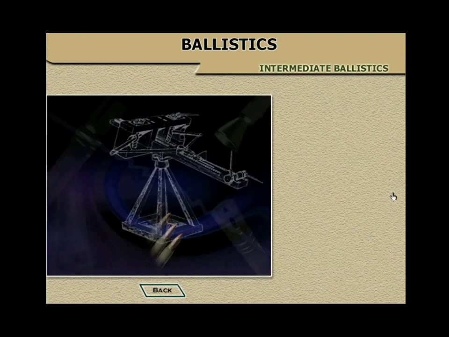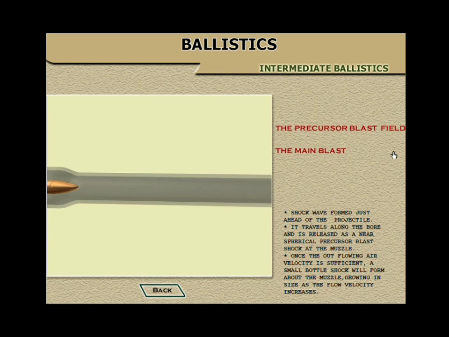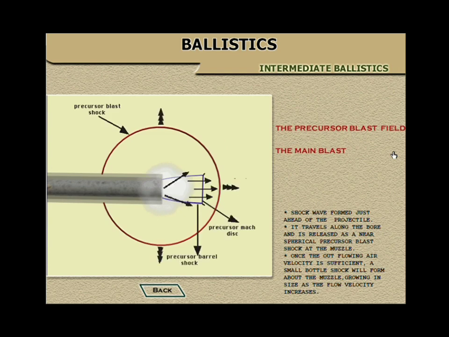The muzzle gas flow field during firing consists of two phases. As the projectile accelerates along the bore, it pushes ahead of it a column of air augmented by any leakage of propellant gases past the projectile. A shock wave forms just ahead of the projectile, travels along the bore, and is released as a near spherical precursor blast shock at the muzzle.